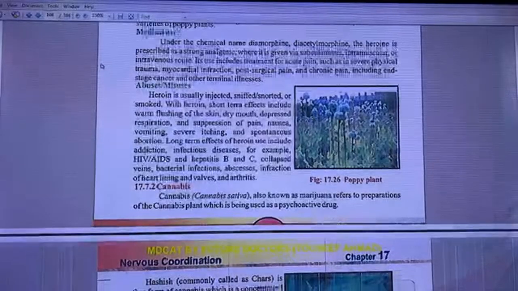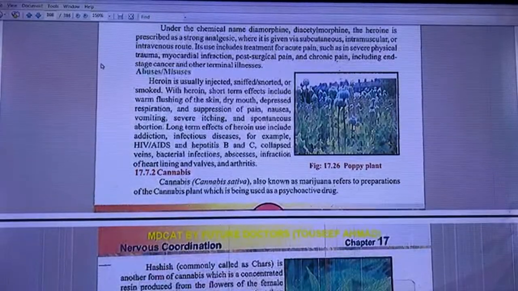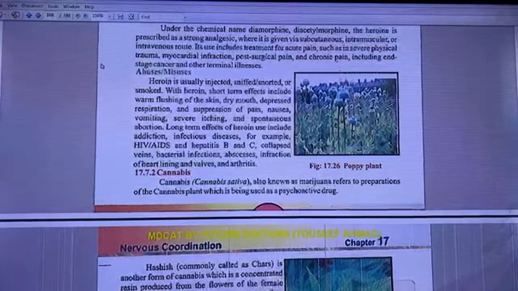Cannabis. Cannabis sativa, also known as marijuana, refers to preparation of the cannabis plant which is being used as a psychoactive drug.